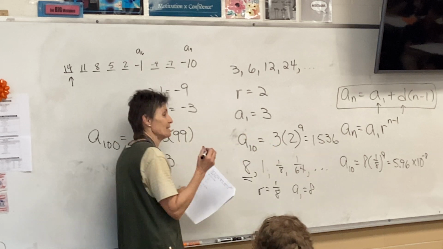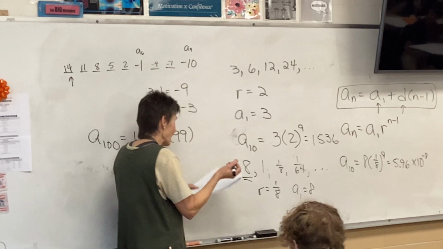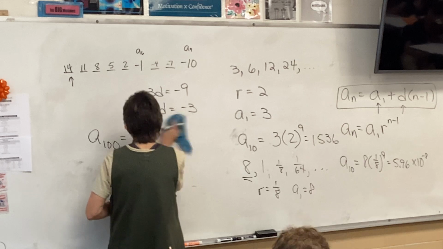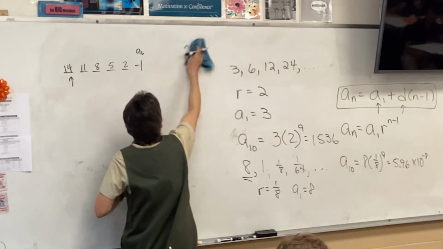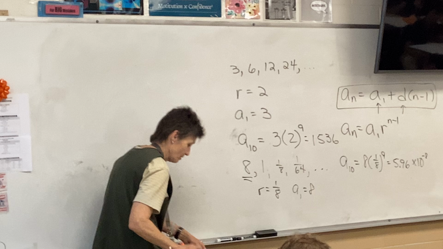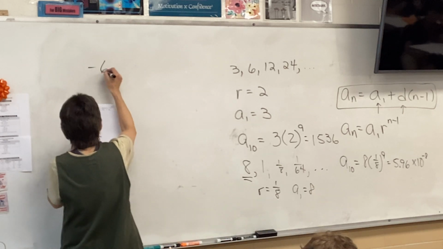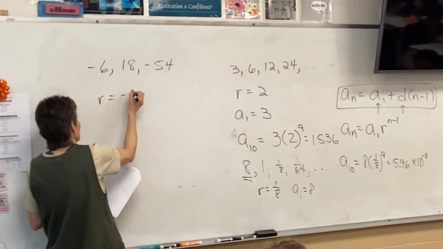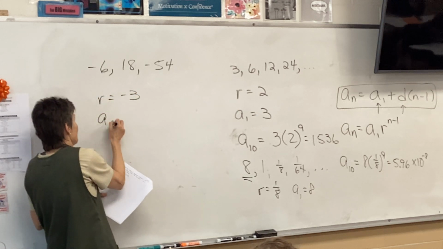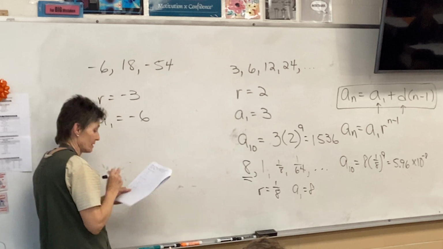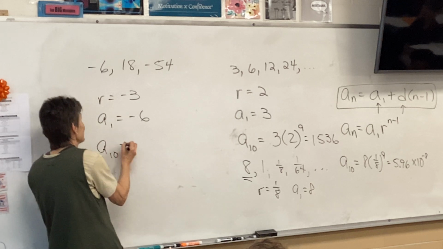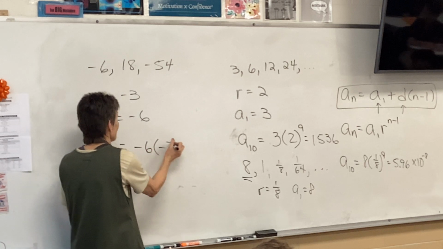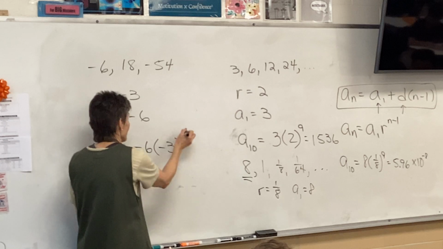All right, number 6, C, the last one. Let's do this one and then I want to show you something kind of cool. All right, so here we go. Letter C. What is my ratio? -3. My first term is -6. So the 10th term will be -6 times -3 to the 9th power.